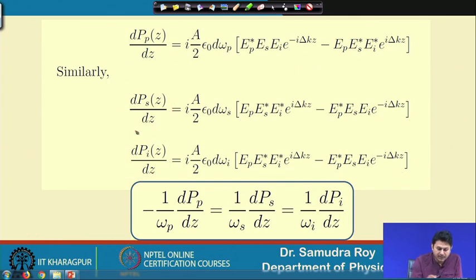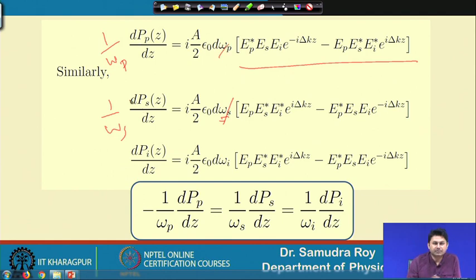If I divide this by omega p here, then the right hand side will be 1 by 2 epsilon 0 and this term in the bracket. In the similar way, if I write 1 by omega s here, then we have this something in bracket. These terms, 1 by omega p and this term, are negative to each other, so this is equal to minus of this. In the similar way, these terms are the same. So, I can write one expression like minus 1 by omega p dP p/dz is equal to 1 by omega s dP s/dz is equal to 1 by omega i dP i/dz.